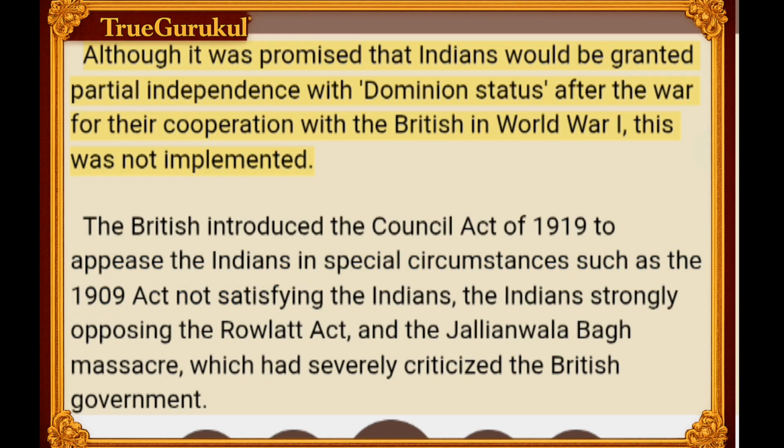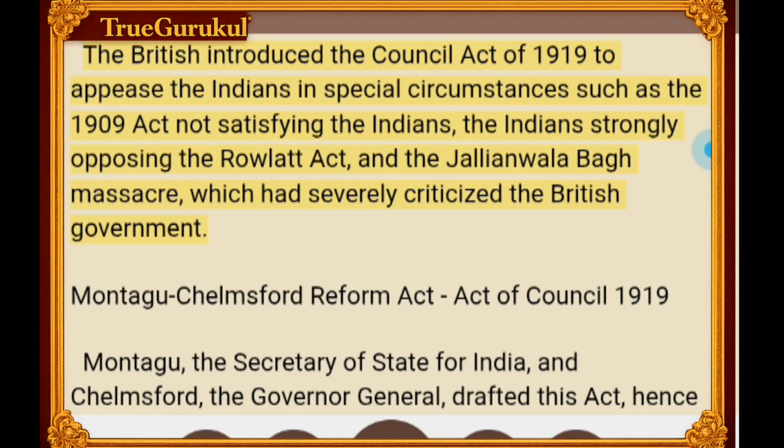Although it was promised that Indians would be granted partial independence with dominion status after the war for their cooperation with the British in World War I, this was not implemented. The British introduced the Council Act of 1919 to appease the Indians, given special circumstances such as the 1909 Act not satisfying the Indians, the strong opposition to the Rowlatt Act, and the Jallianwala Bagh massacre, which had severely criticized the British government.